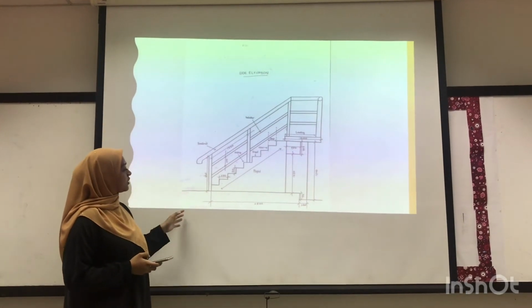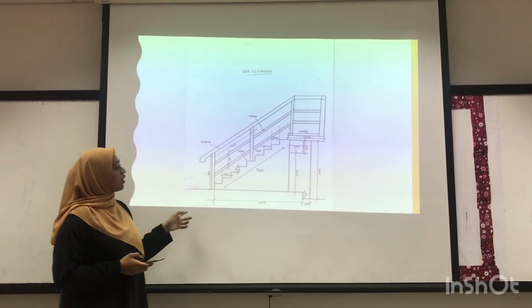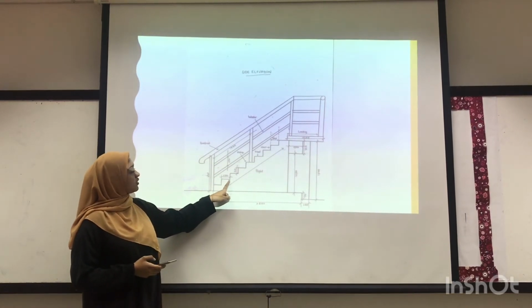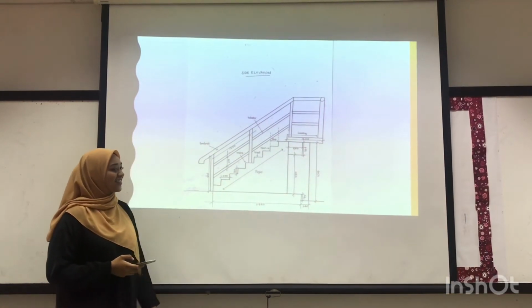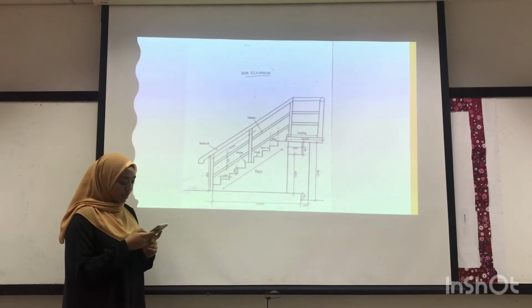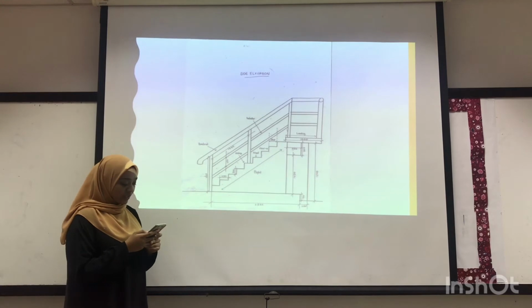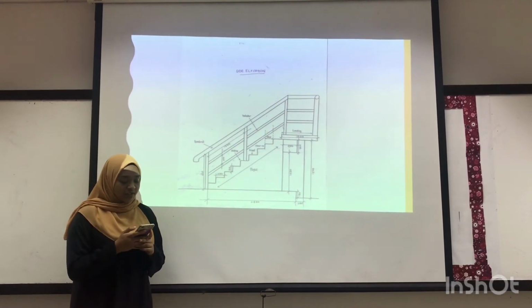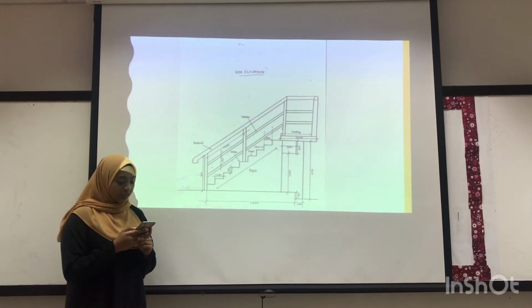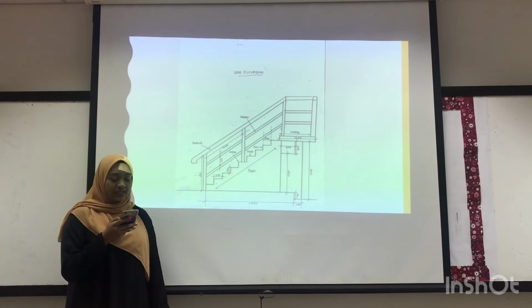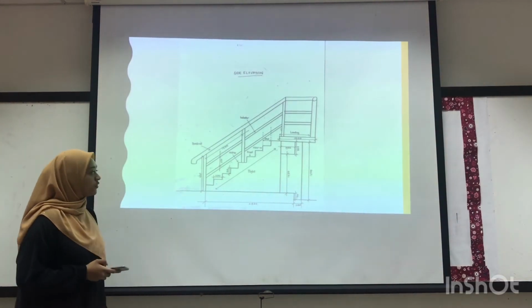So this is the detail of one side. So this is the tread. The tread size is 270. The tread is the horizontal portion of the step on which the foot is placed, size 270, which consists of 9 steps, each flight for each floor.